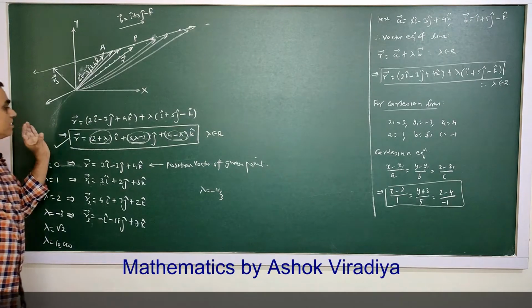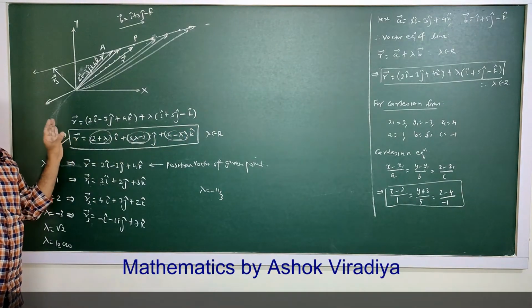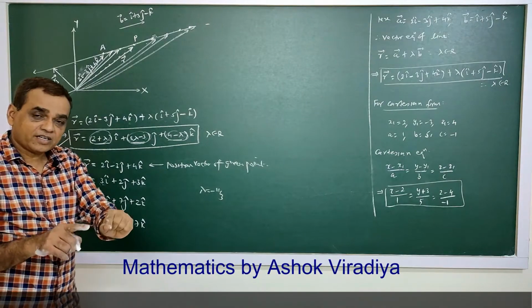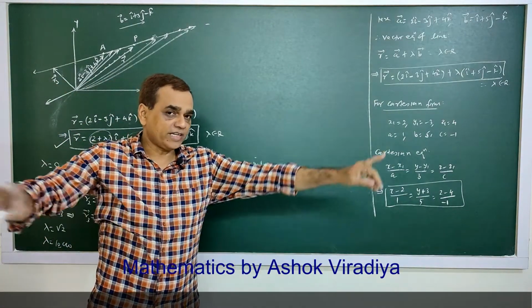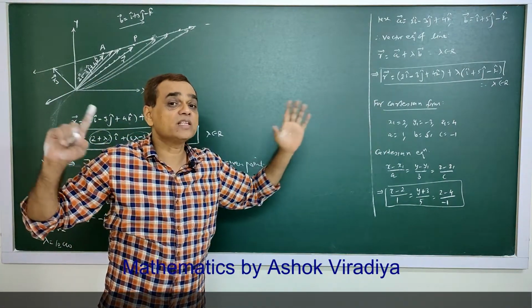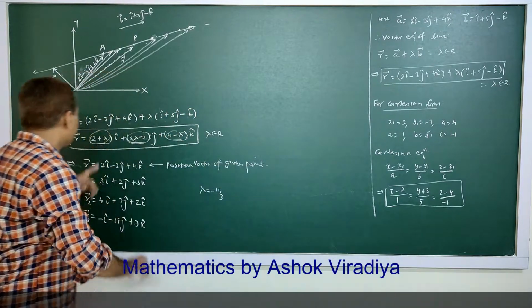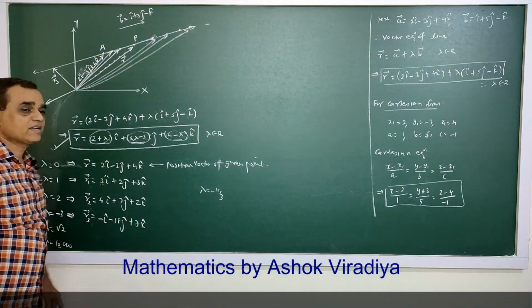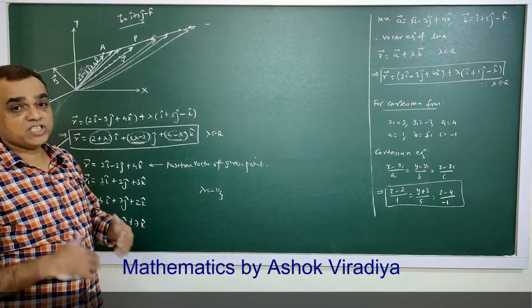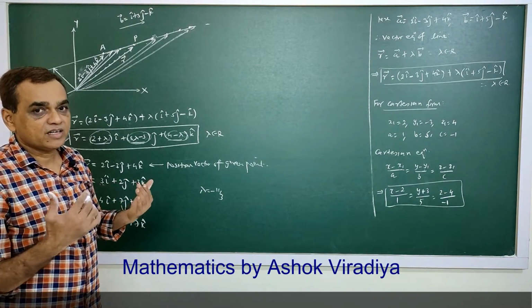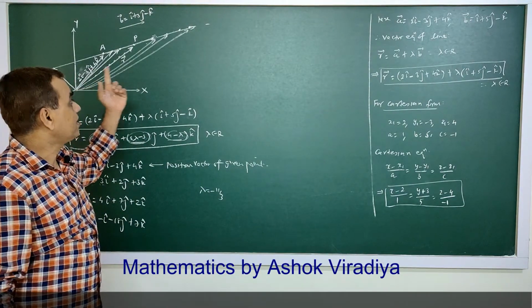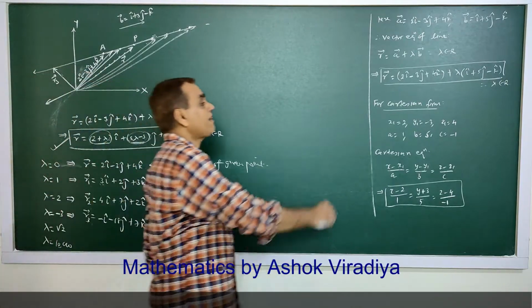So this is an equation which gives position vectors of all the points on this line. Hence this is said to be the vector equation. It gives position vectors of every point which lies only on this line. So this is the meaning of vector form.